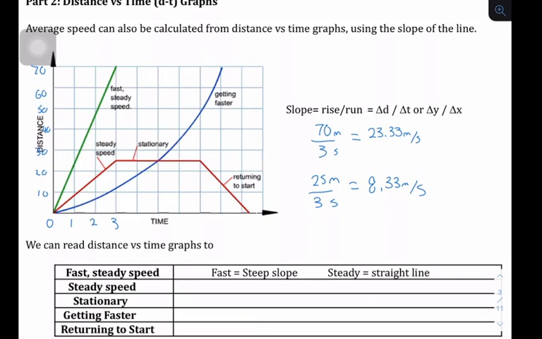When something is going a steady speed, we're going to see a straight line. In a distance versus time graph, when we see a flat line, that means that something's not moving. If we follow the red line here, we have some movement, our distance is increasing while our time increases, and then all of a sudden at 3 seconds, our time is continuing to increase, but our distance is not. So stationary requires a flat line.